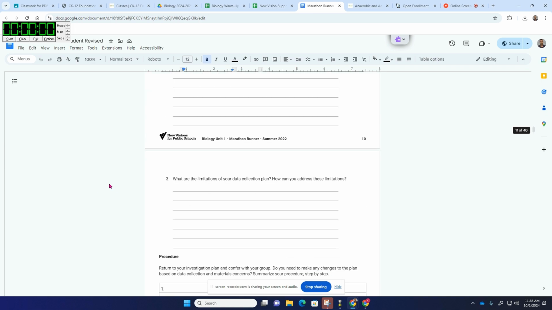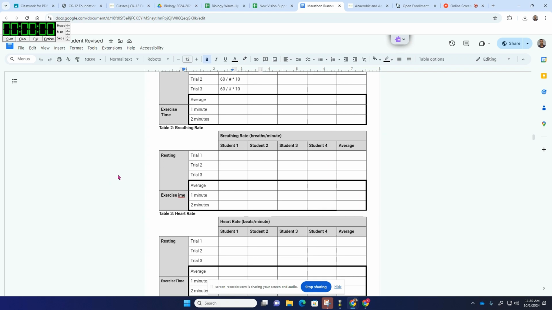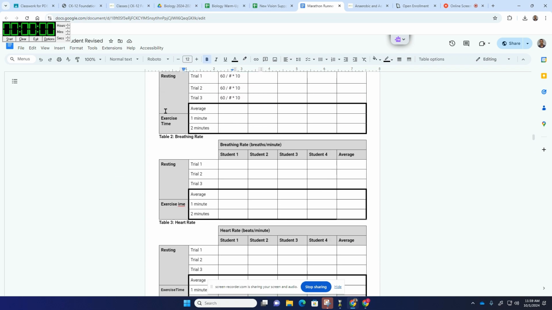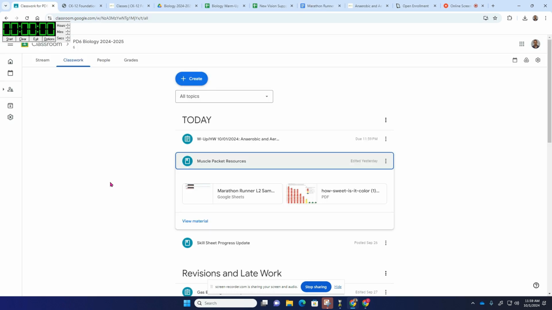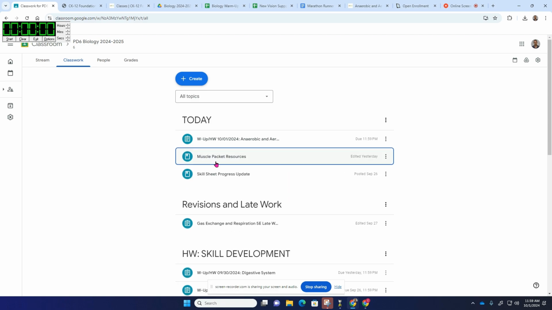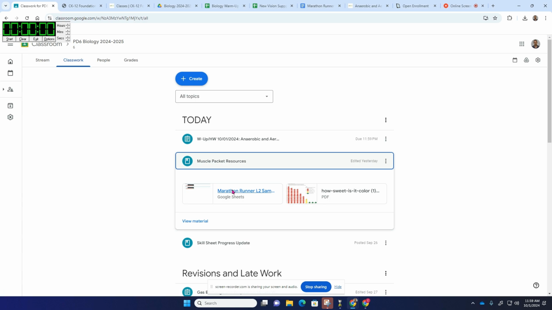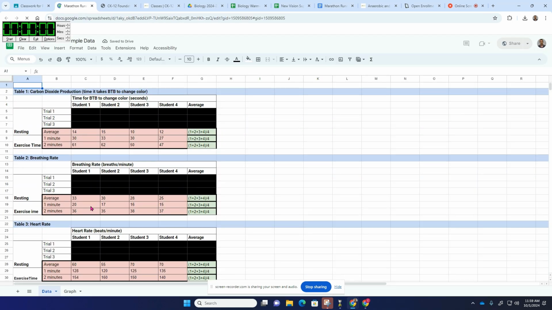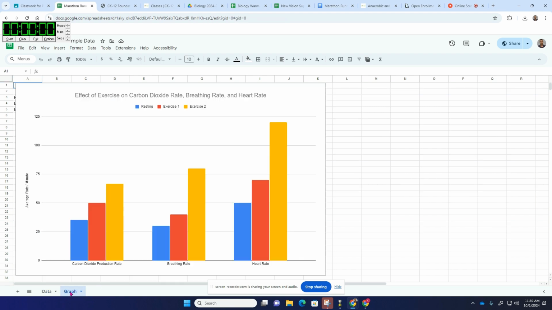You should have already done your lab design. And that brings us to the data collection. Now, for this data collection, where you're going to want to go is over to Google Classroom. And then on Google Classroom, you'll find muscle packet resources. And then within there, you can find the data that you need, not only for the data table, but also for the graph.